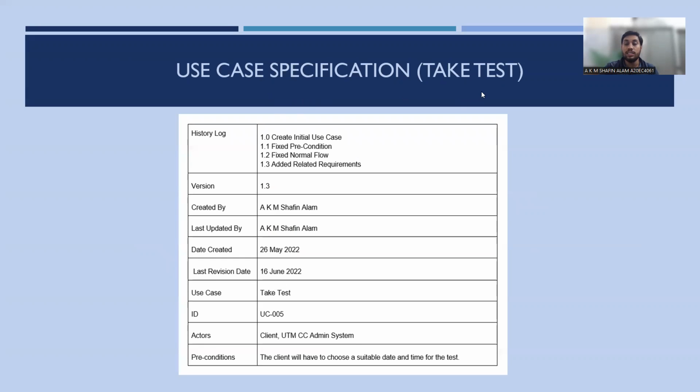Use case specification, take test. So this is my use case specification. First, I have made some changes, and the latest version is 1.3, which is made by me. The name of the use case is take test, and the ID is UC005. The actors of the use case specification are the client and the UTM Counseling Center admin system. And the precondition is that the client will have to choose a suitable date and time for the test.